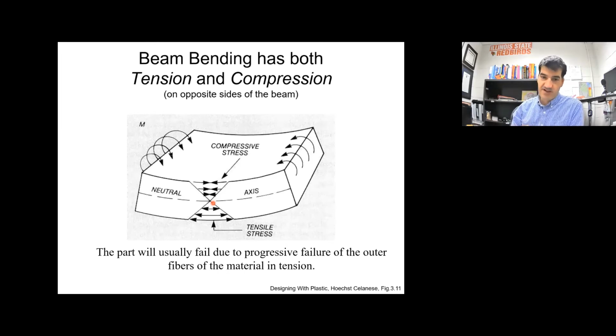The way that beams are almost always going to fail, I won't say always, but almost always, they're going to fail due to the rupture of the outer fibers in this material that's in tension. Why is that? Because most materials are weaker in tensile stress than they are in compressive stress. Most materials are worse in tension than they are in compression. And so therefore, the failure is going to occur where you have the maximum tensile stress, which is way out here on the edge of the beam, on the bottom side of the beam, and then progressively that failure is going to rupture up through the beam, starting at the outside edge and then coming up towards the neutral axis.